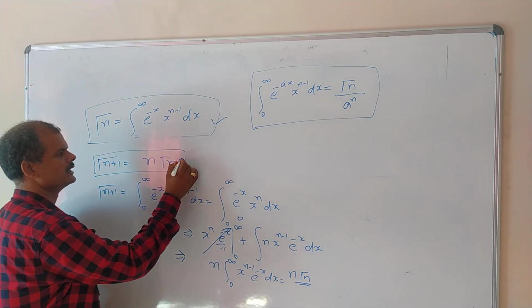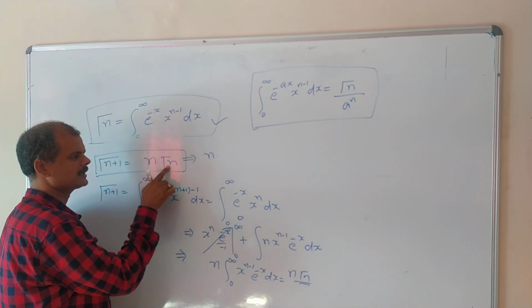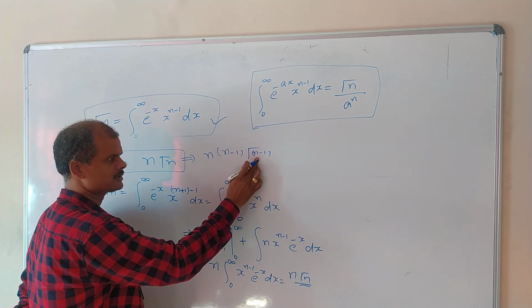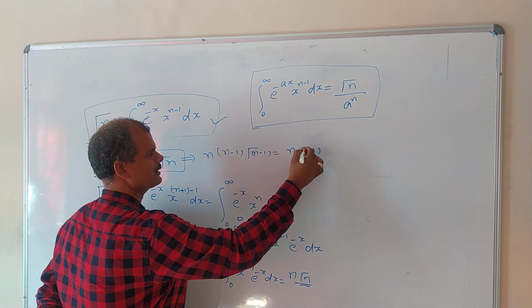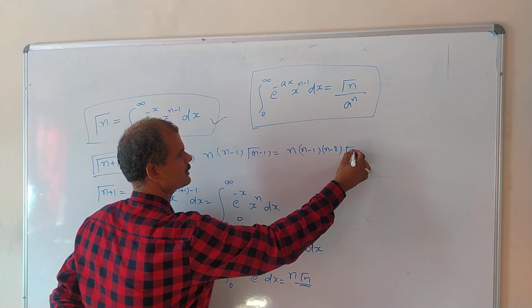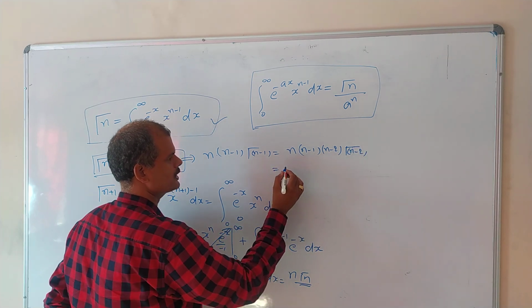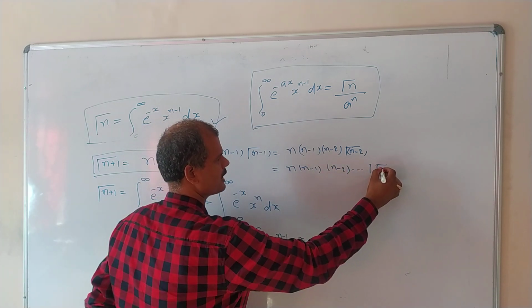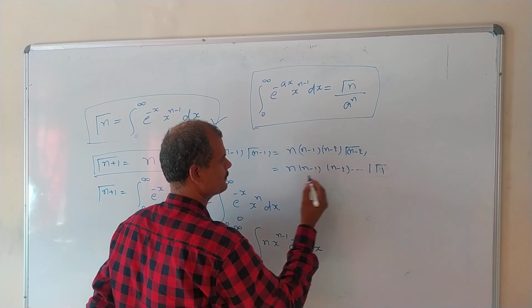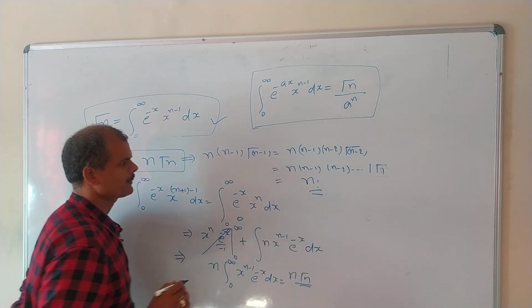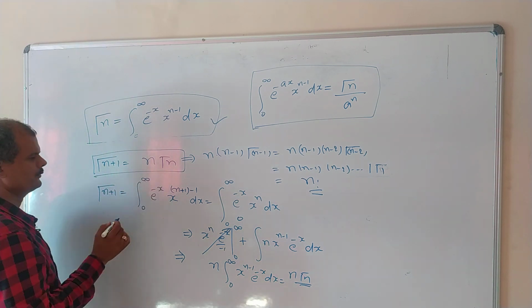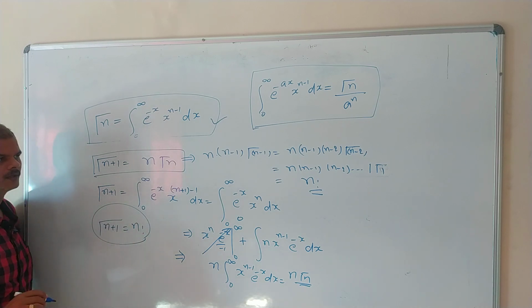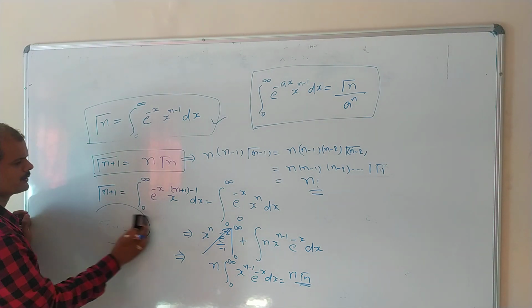Right? Now n gamma n can be written as n minus 1 gamma n minus 1, and gamma n minus 1 can be written as n minus 1 into n minus 2 gamma n minus 2. So if you keep on expanding, we get n minus 1, n minus 2, and at the last we get 1 gamma 1, and gamma 1 equal to 1, so we get factorial n. Fine. So gamma n plus 1 equal to factorial n. Okay, so these were the properties of the gamma function.